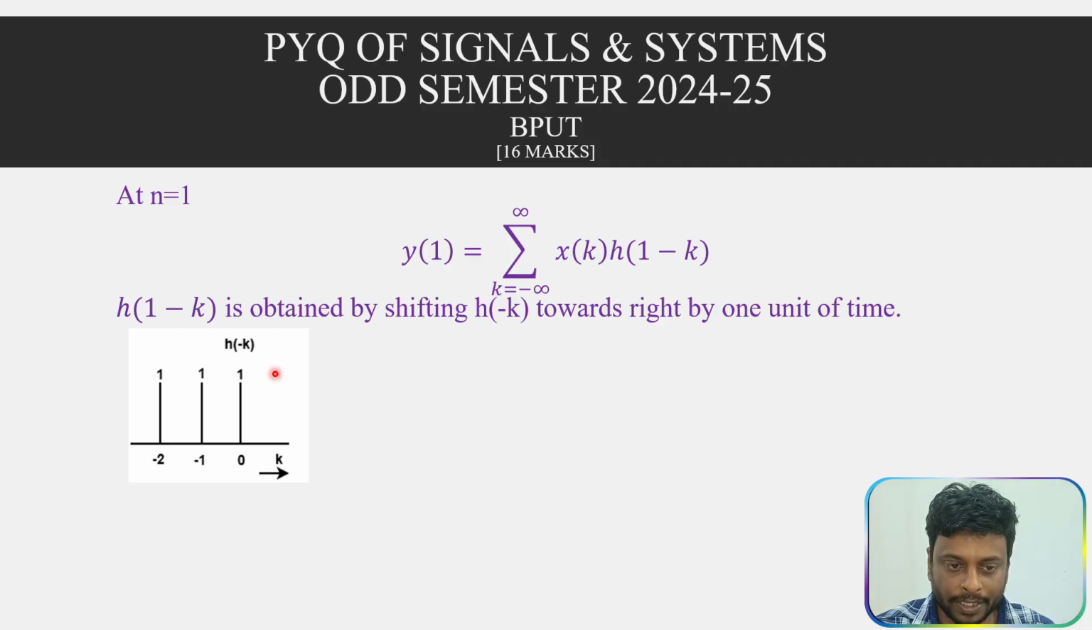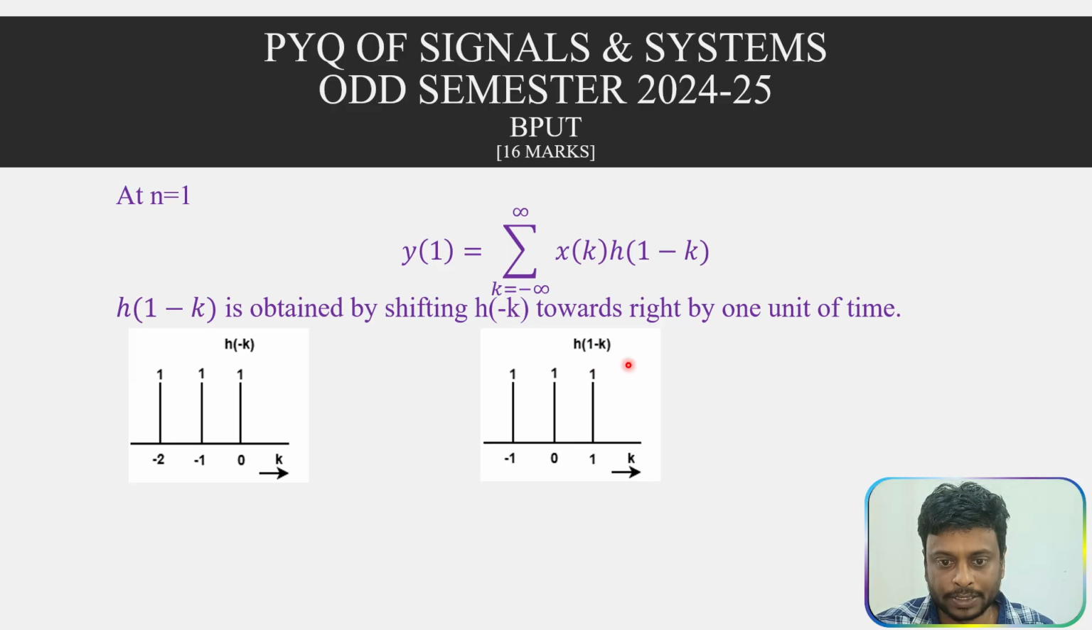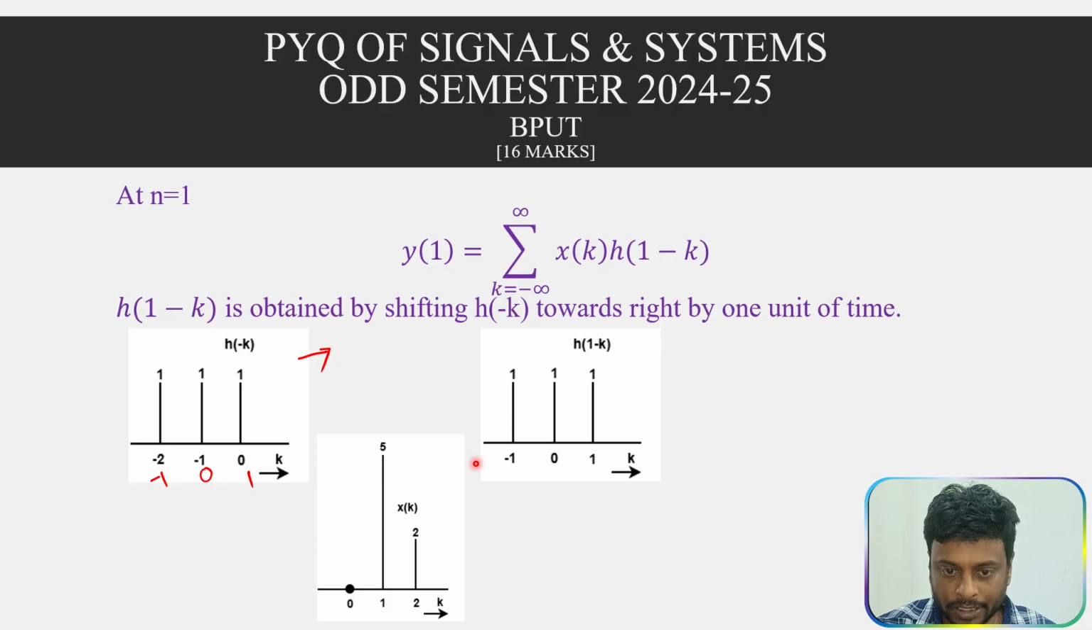So this is our h of minus k. Let us shift this by 1 unit in time. So this will be h of 1 minus k. So we have shifted this towards the right by 1 unit in time. Okay. So that will be minus 1, that will be 0, that will be 1. Now it will be multiplied with x of k. So these two will be multiplied. You can see the common points are 0 and 1. At 0 it is 0, at 1 it is 5 and at 1 it is 1. So 5 into 1 that will be 5. So y of 1 equal to 5.